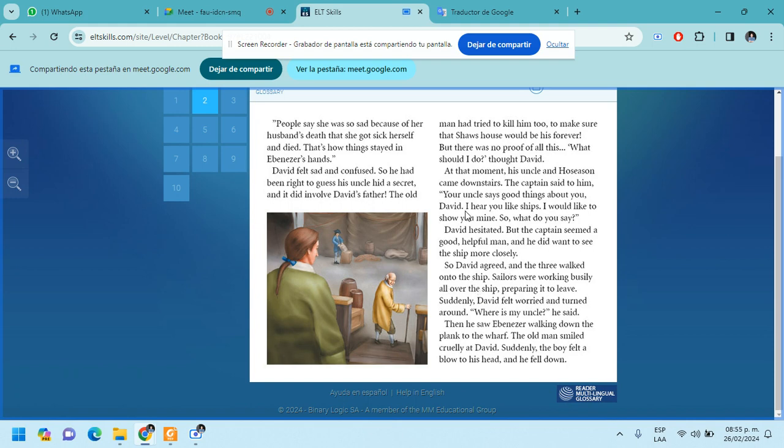Okay. Yeah, well, you see, lo que pasa es que le engañan a David, o a su tío le engaña, ¿no? Así como ves, le hace ver el barco, pero al final creo que no le estaba haciendo ver el barco, sino lo había vendido al capitán. Por eso es que aquí al final dice, the boy felt a blow to his head, and he fell down, y se desmayó. The old man, the Ebenezer, smiled cruelly at David, le sonrió cruelmente. Porque lo había vendido. The captain says, your uncle says good things about you. Tu tío me contó cosas buenas de ti. ¿Sí? That's what he says.